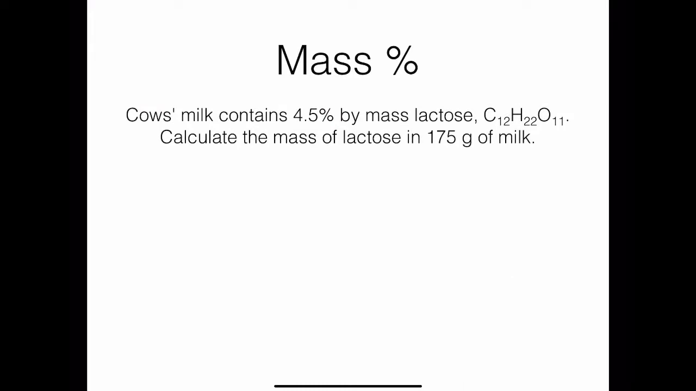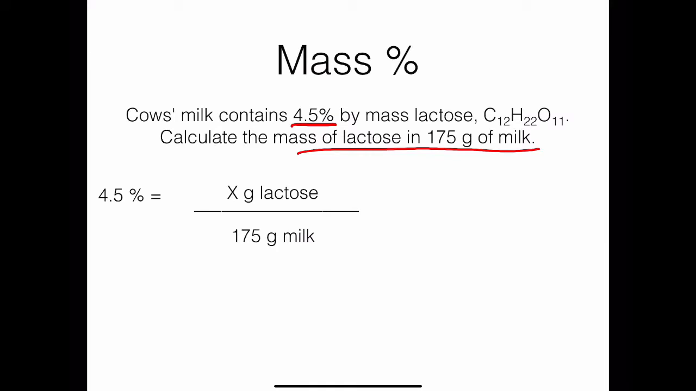Another problem. Cow's milk contains 4.5% by mass lactose, which is C12H22O11. Calculate the mass of lactose in 175 grams of milk. Same equation, we're going to use it slightly differently here though. This time we're starting with the mass percent because they gave us the mass percent in the problem, which was 4.5%. 4.5% is equal to the mass of my solute, which in this case is lactose, because we're looking at the mass of lactose in milk. Milk would then be the solution. So we're trying to find this x grams of lactose divided by 175 grams of milk.